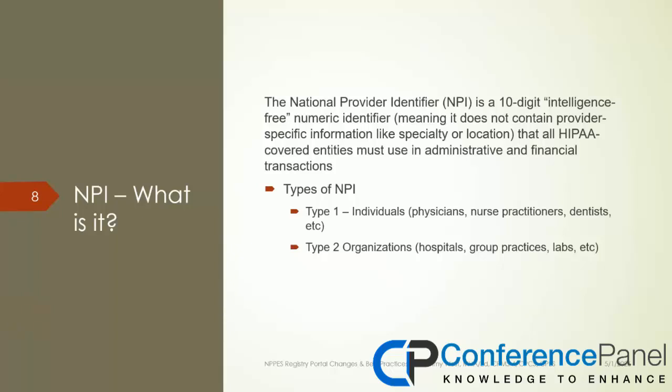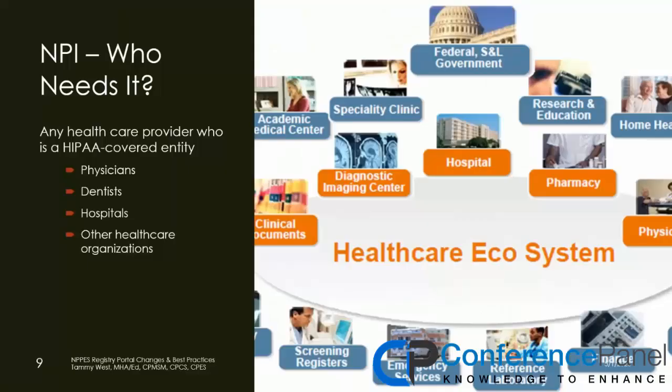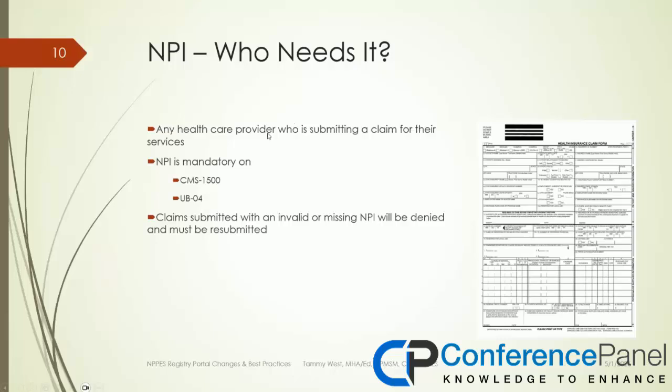Who needs the NPI? So you've got the type 1, the type 2, who actually needs that information? Any individual or organization that meets the definition of a healthcare provider, or who engages in standard electronic healthcare transactions, needs an NPI number. If you are going to submit a claim, the CMS 1500 or the UB04, then you have to have an NPI number, and that number has to be included on that claim.